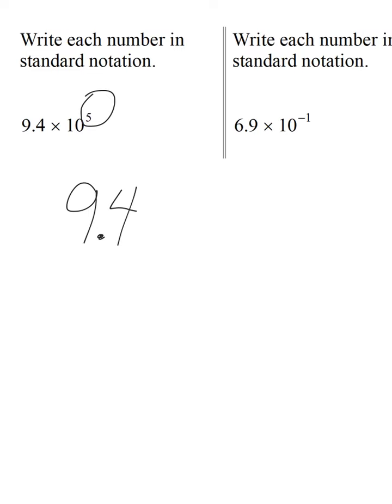Now I have to decide, is it going to move 5 times to the right or 5 times to the left? Remember that positive exponents represent numbers that are large, numbers that are larger than 1. So therefore, I've got to move that decimal in a direction that's going to make this number grow. Well, that's going to be to our right. I'm going to move it 1, 2, 3, 4, 5. So I make little loops showing my 5 movements.